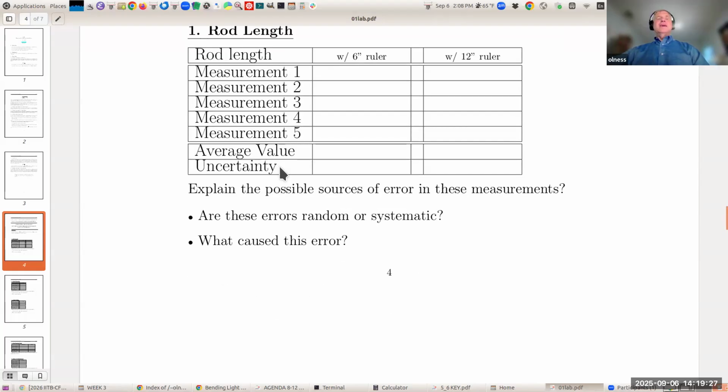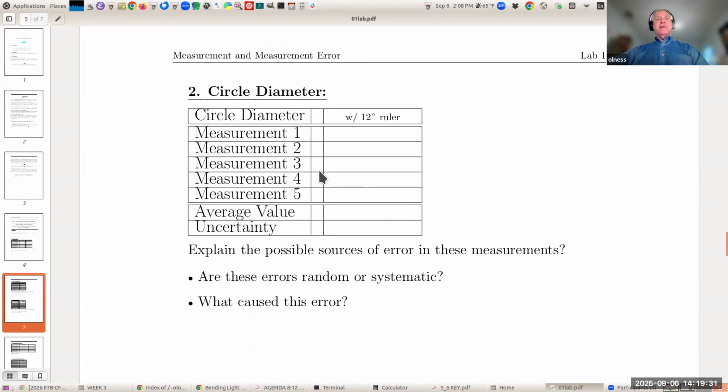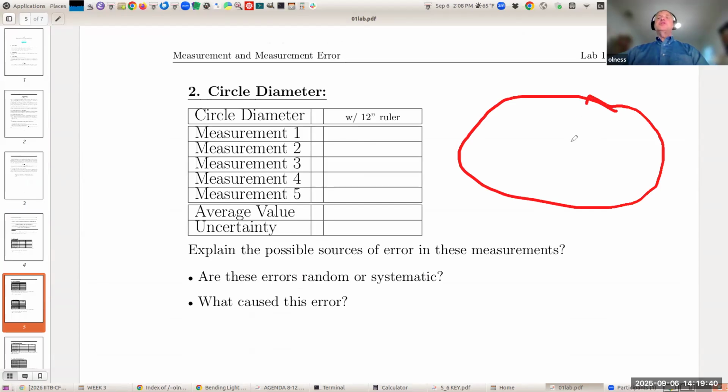The next thing we did was the circle diameter, and the challenge here was those circles we made were imperfect. So they weren't quite round, and that means if you measure the circle this way versus this way, you could get different numbers.